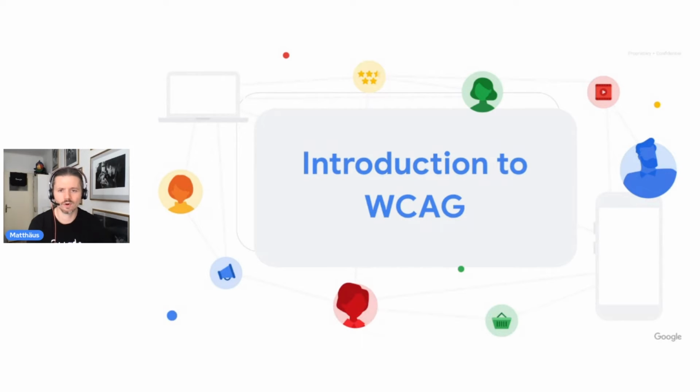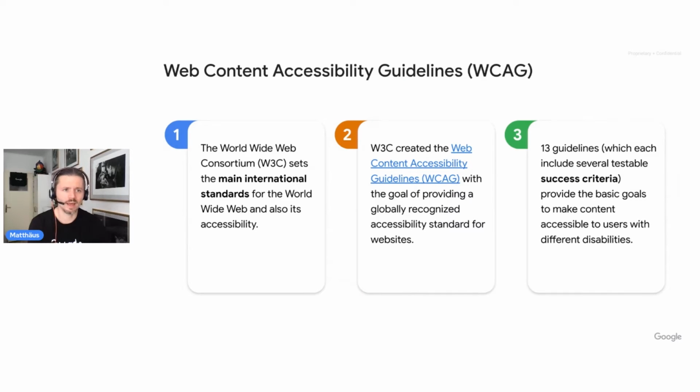As I mentioned before, WCAG stands for Web Content Accessibility Guidelines. It defines a set of guidelines on how to make web content more accessible to people with disabilities. It's being developed through the World Wide Web Consortium in cooperation with individuals and organizations around the world. And there are 13 guidelines, and for each guideline, there are testable success criteria.